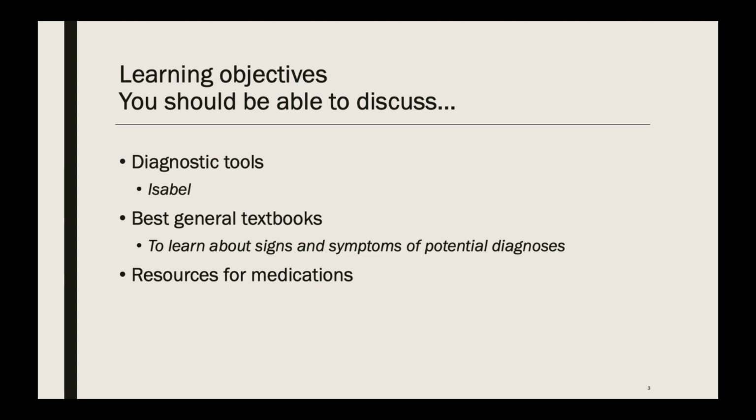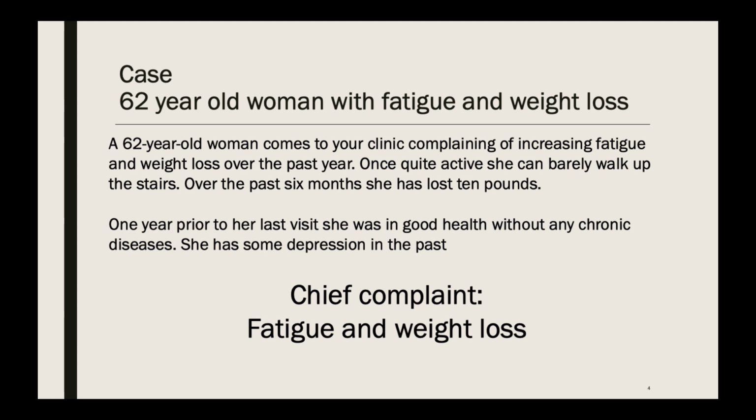The learning objectives from this podcast are quite straightforward. After listening to the podcast, you'll be able to discuss the diagnostic tools available to form a differential diagnosis. Here at the library we have Isabel. You'll be able to describe the best general textbooks where you learn about the signs and symptoms of the potential diagnoses, and that helps you rule out some diseases and rule in other diseases. And lastly, we'll briefly show the databases for medications. So let's start out with a case.